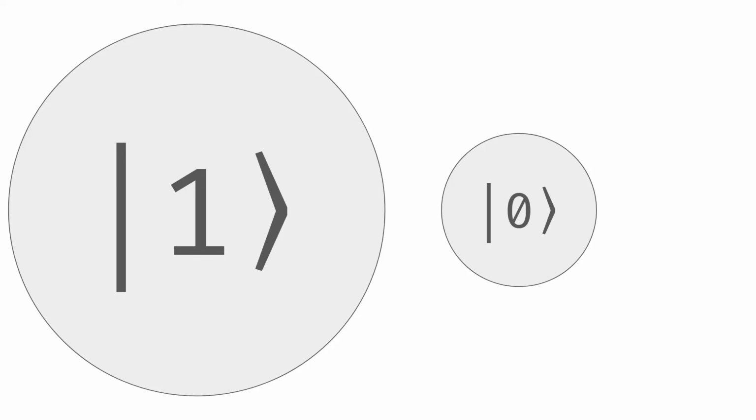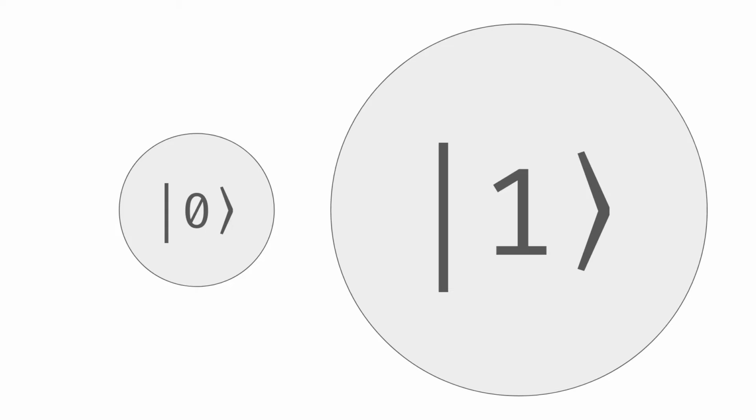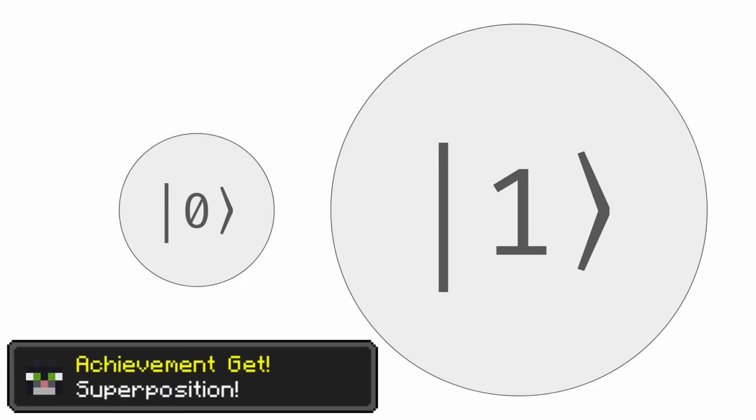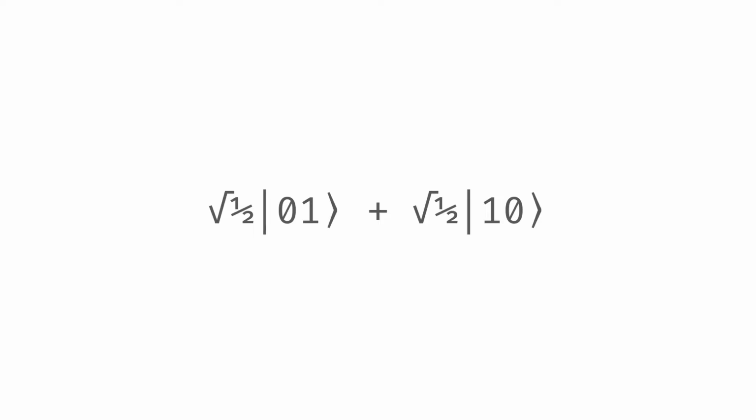But of course, the same thing could have happened the other way. This one could have gotten the energy. There's no reason for one qubit to be preferred over the other. Both of these are perfectly valid. So we actually have a superposition of both of these cases. And there we go, we got our state.